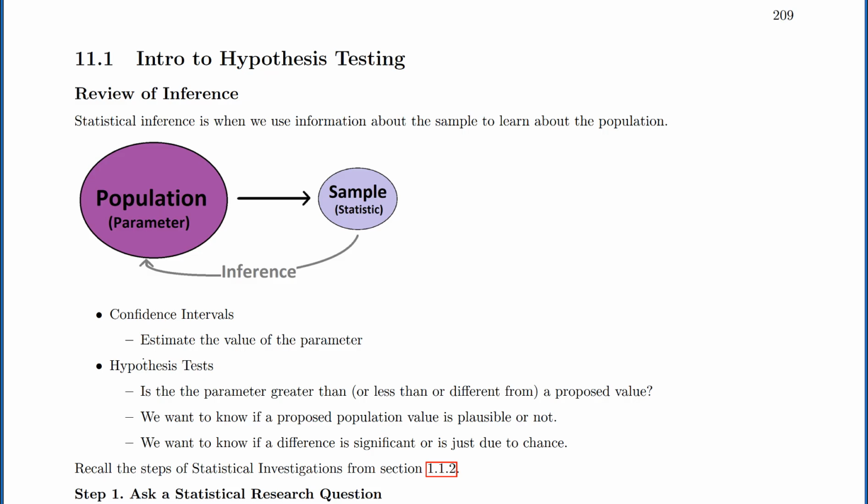So confidence intervals let us estimate the value of the parameter. That's very useful. Hypothesis tests let us say, is the parameter greater than some proposed value? Okay, so is my population mean greater than 8, or maybe less than 8, or different from 8, or whatever it might be. We might also do this if we want to know if a proposed population value is plausible or not, or maybe we want to know if a difference is significant or just due to chance.